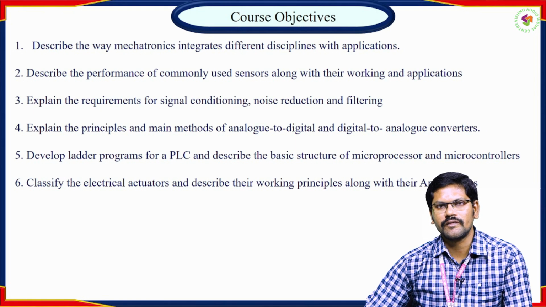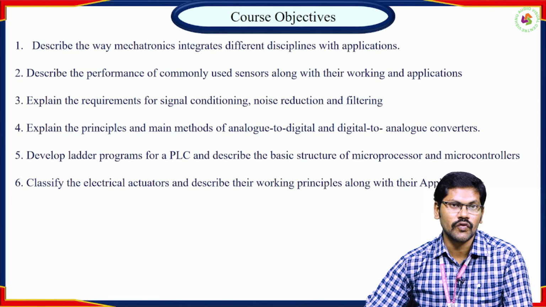On what basis we are going to select the sensors, what are the applications of sensors, what are the advantages and disadvantages of different types of sensors, and which parameters we need to focus on. Everything we are going to see in unit 2. That is the core objective of the second unit: to describe the performance of commonly used sensors along with their working and applications.